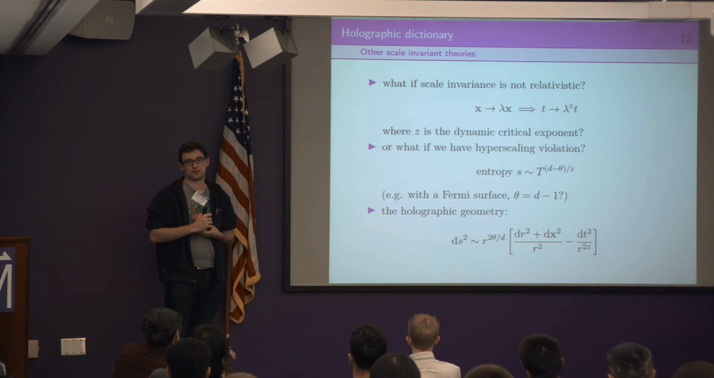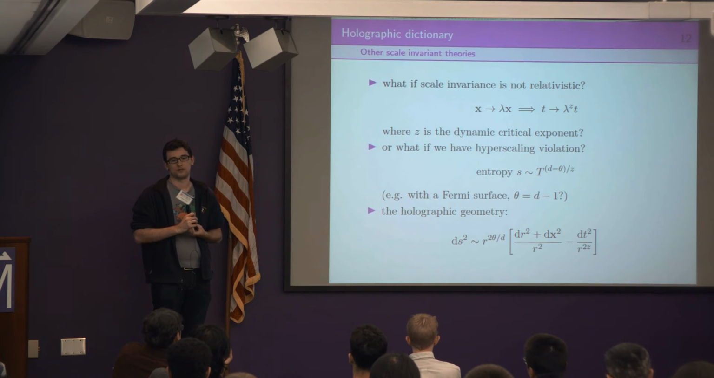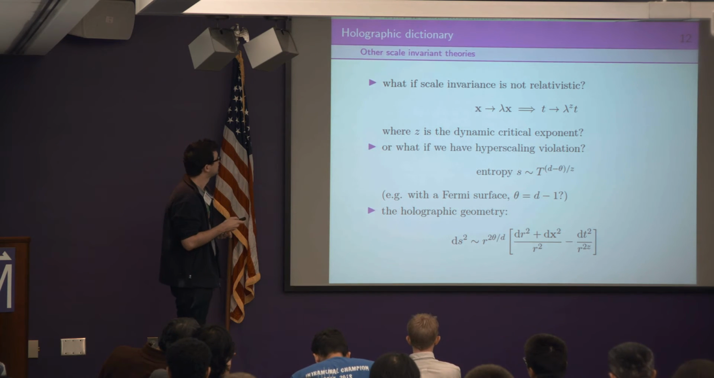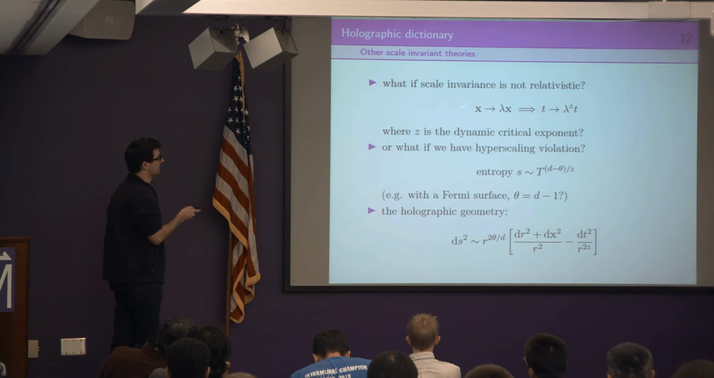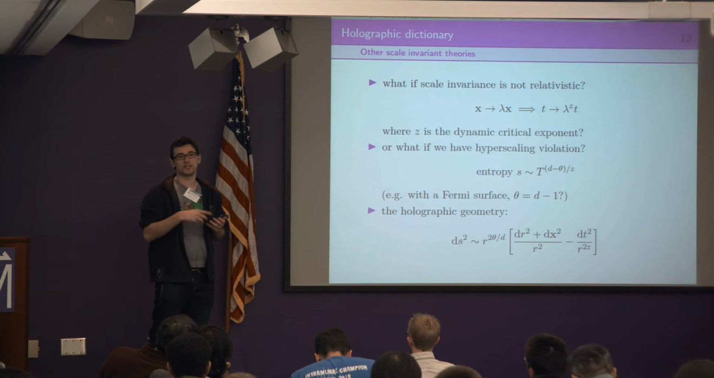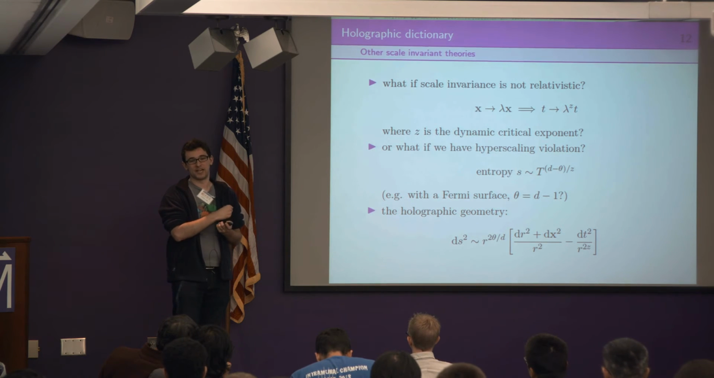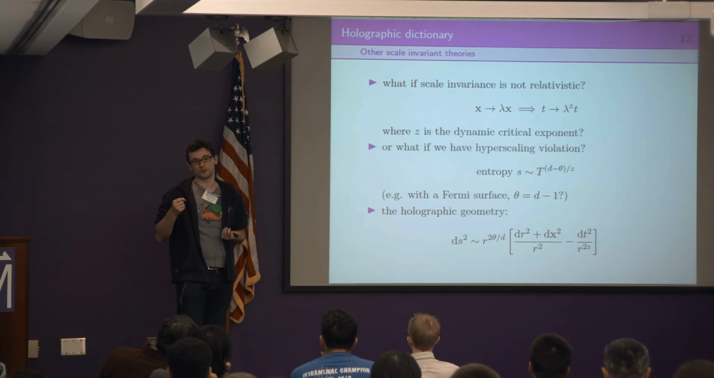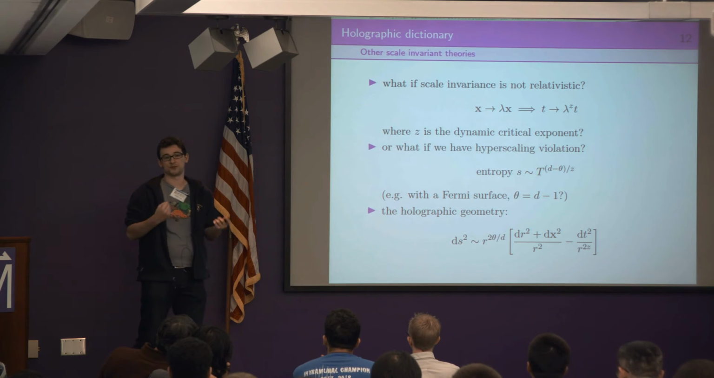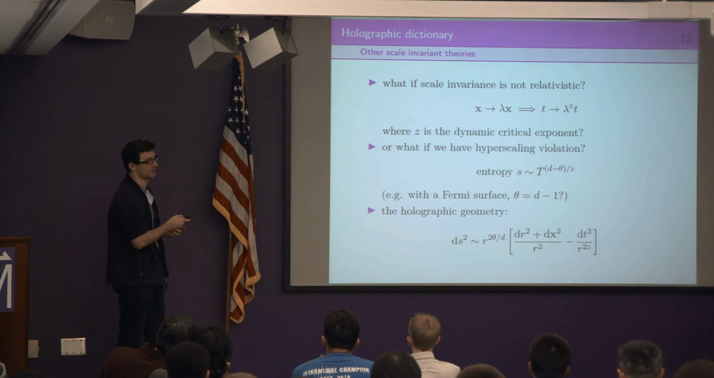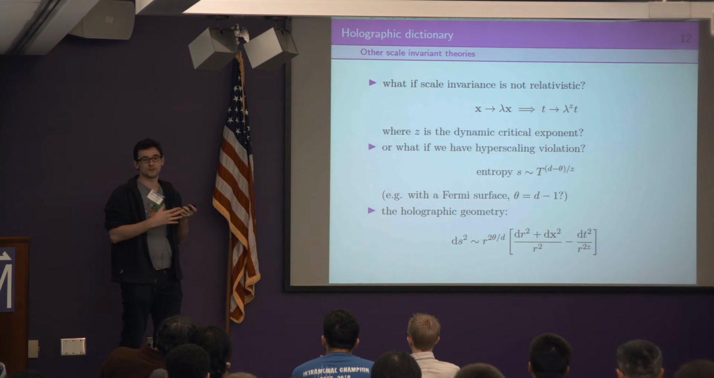Sorry, maybe I'm misunderstanding there, but it says x goes to lambda x, and this somehow implies that t goes to... Well, all I mean is suppose that I rescale all of the spatial coordinates by lambda. Okay. So then, if I have scale invariance, I don't get to again freely rescale time in general. The amount that time gets rescaled is fixed, and that z just tells you by what exponent it's fixed.